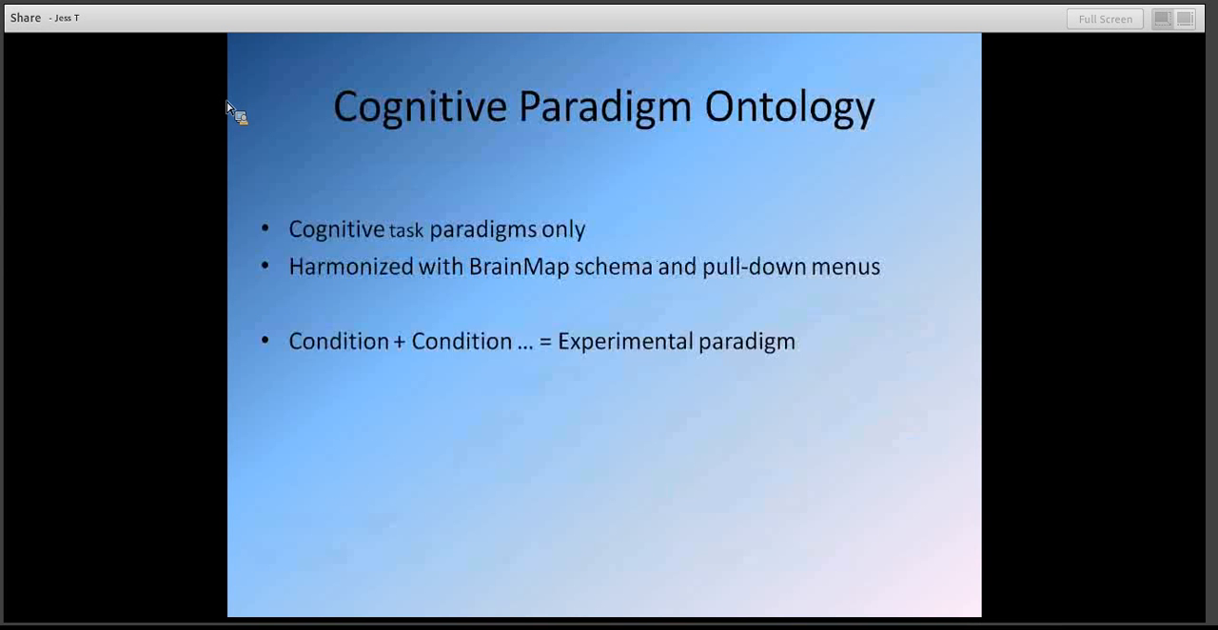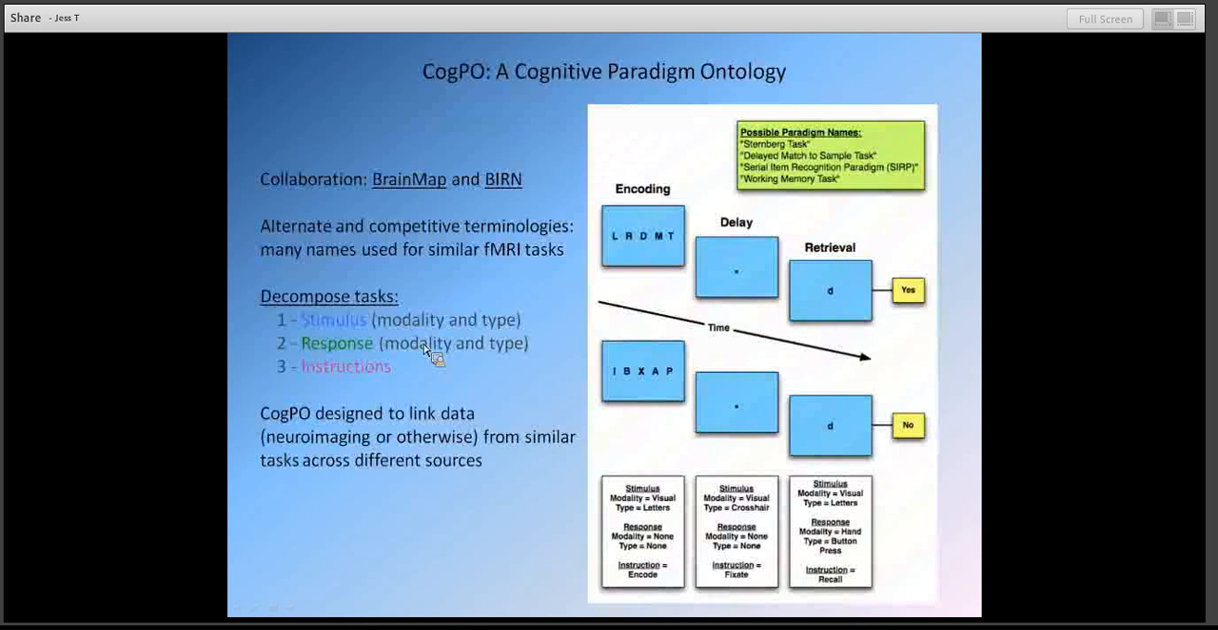Now, with the cognitive paradigm ontology, we started with the BrainMap schema that we've been working on for a decade now, in which an experimental paradigm is broken up into the conditions that make it up. So, for example, CogPO is the result of a collaboration between the BrainMap project and the original Functional Imaging BIRN project that dealt with the issue of fMRI tasks and how do you describe them. So we've decomposed our tasks into conditions, and each condition has a stimulus, a response, and a set of instructions.